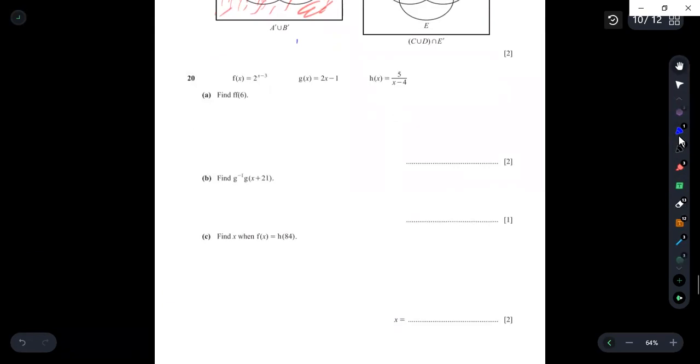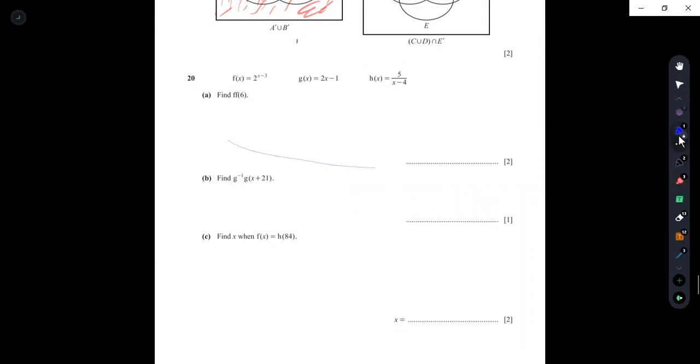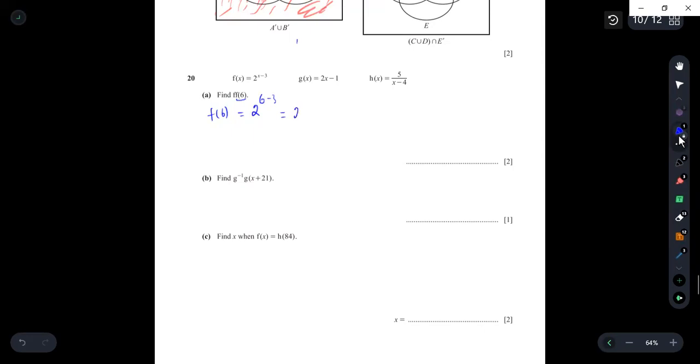Question 20. f of x is this, g of x is this, and h of x is this. First, we have to find what f of 6 is. In the f function, we substitute 6 in place of x. So it is 2 raised to the power x minus 3, which means 6 minus 3, that is 2 raised to the power 3, which is 8.